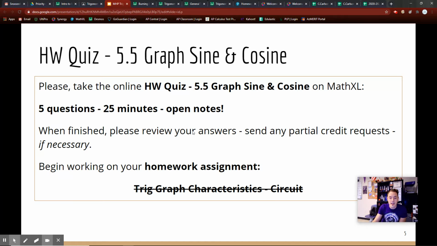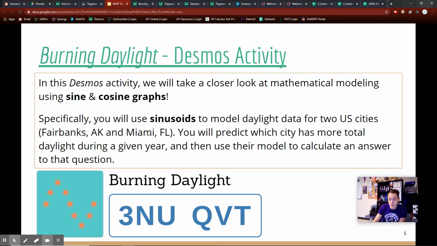But as soon as you're done with that, go ahead and get started on the Desmos activity. I'm only going to go through a couple of slides with you. It's a very, very short Desmos activity. We're going to be looking at sine and cosine graphs, specifically their application to sunlight, essentially daylight, and how to model these graphs using two totally different cities, Fairbanks and Miami.